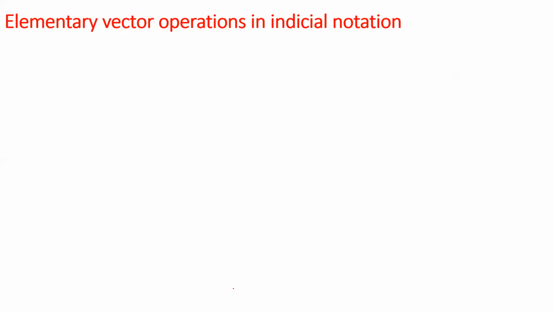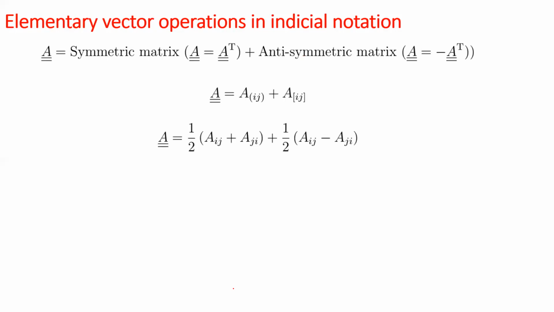Now let us look at some elementary vector operations, which all of us are familiar with since 11th standard. I'm trying to recast what we know into what we just learned, which is the indicial notation. So if A is a matrix, then the corresponding components are Aij, right? And I can write any matrix as a combination of a symmetric matrix and an anti-symmetric matrix. All of us know a symmetric matrix is that matrix where the transpose equals the original matrix, and an anti-symmetric matrix is one where the transpose equals the negative of the original matrix.